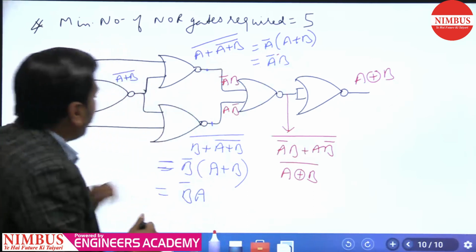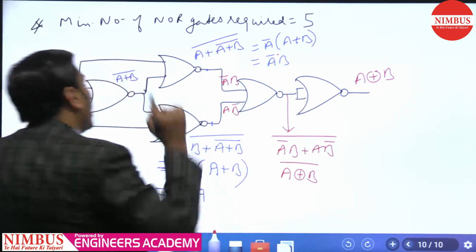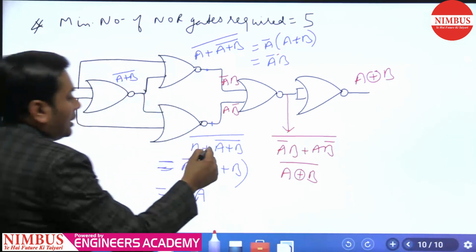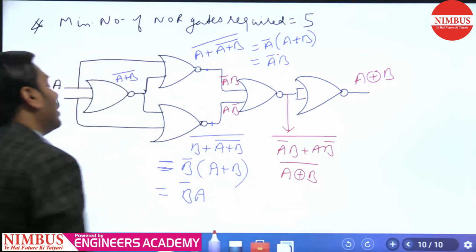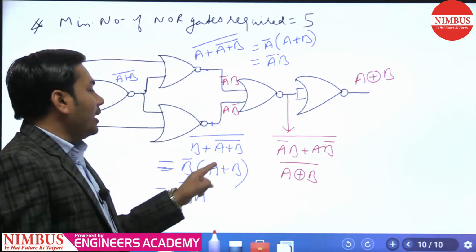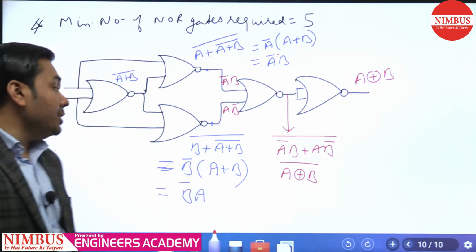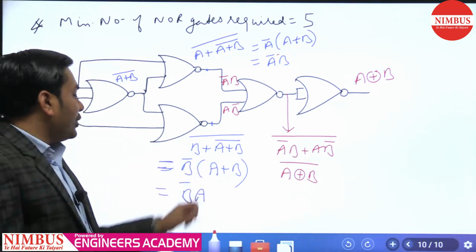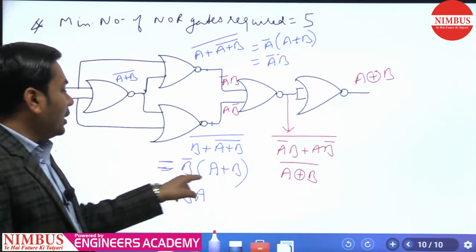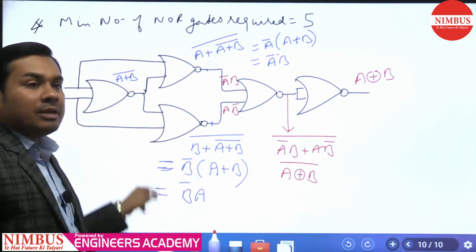The same procedure for this one, we are having B plus A plus B bar whole bar, that is equal to B bar dot A plus B, right? And after the simplification we are getting B bar dot A, B bar dot B is 0. So from here we are getting B bar A.